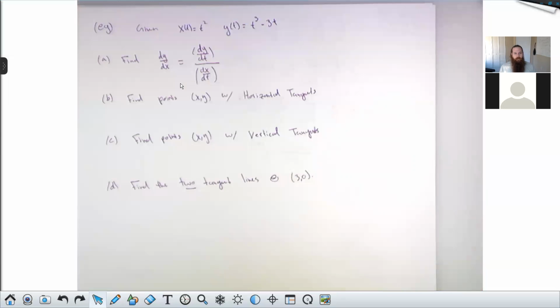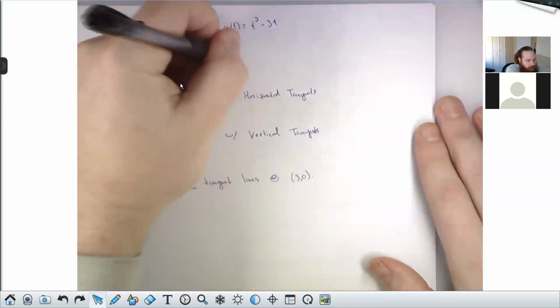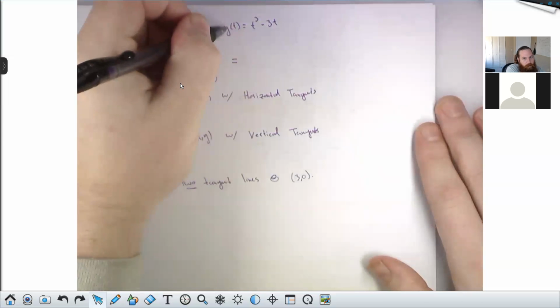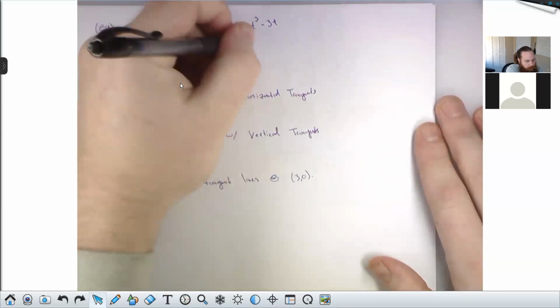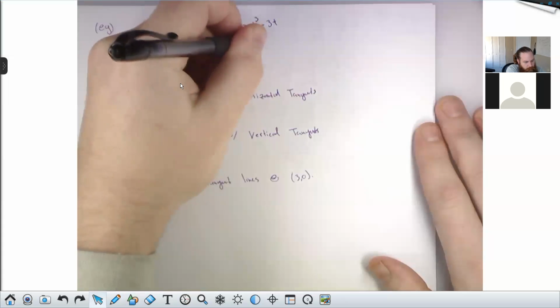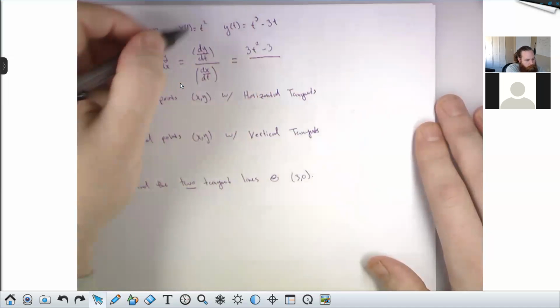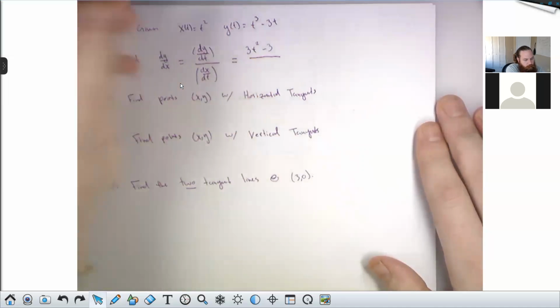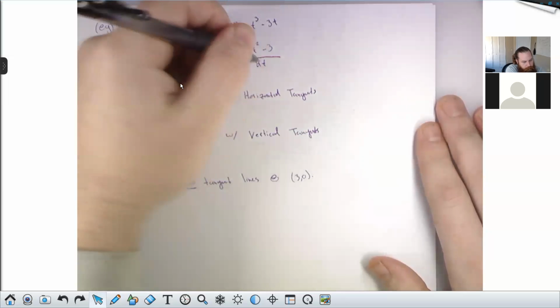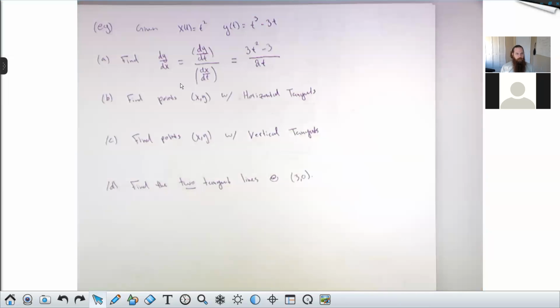Symbolically, it makes great sense, and it's really just a consequence of the chain rule. There's nothing crazy going on here. So dy dt, the derivative of the y function taken with respect to time, is 3t squared minus 3. And dx dt, the derivative of the x function taken with respect to time, is just 2t. So that's part A done.